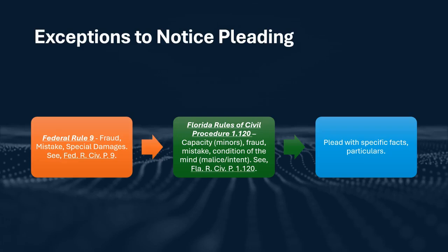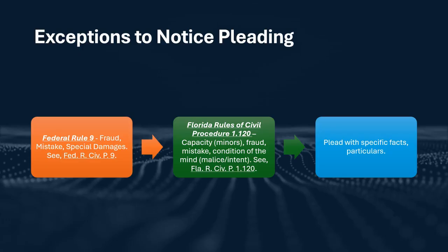Now, there are exceptions to this short, plain statement standard. In federal court, the federal rules and the state rules also apply here. Rule 9 of the Federal Rules of Civil Procedure states that fraud, mistake, and special damages have to be specifically pled. So if you look at Rule 9 in the federal rules, you'll see this.